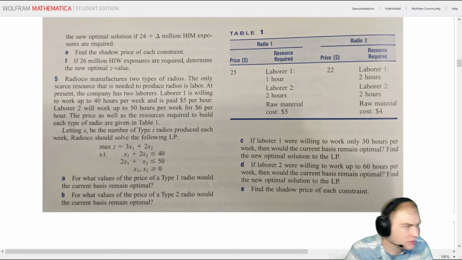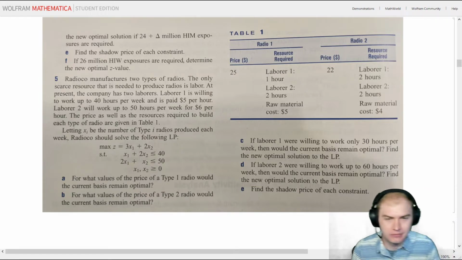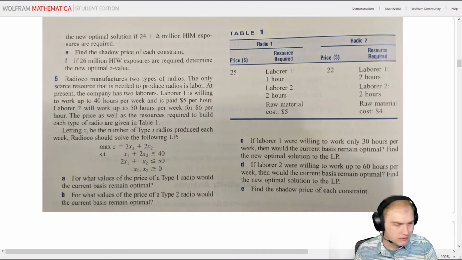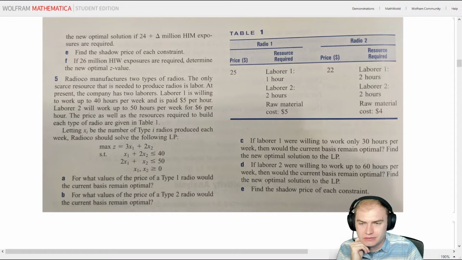I don't know if my cursor shows up. C'est la vie. There's a slight error in the table. I corrected it. Well, it's a discrepancy between the table and the LP they give.